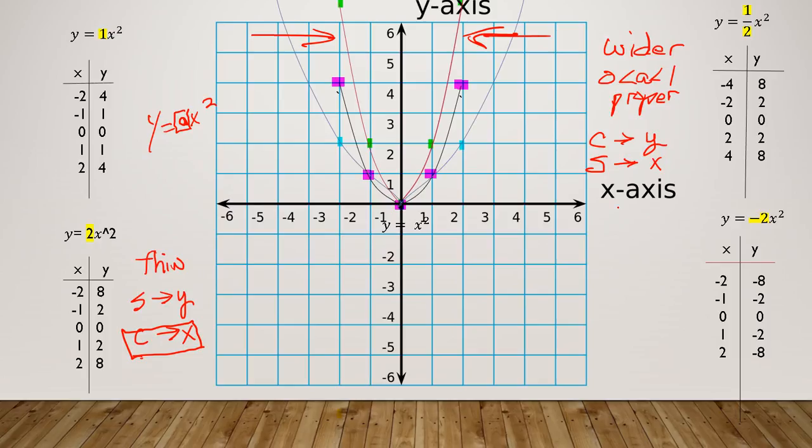But what if you were to have a negative in front of a, meaning a is less than 0, meaning a negative? So go ahead and put a negative there so you know what that means. If a is negative, that means it's going to be doing the opposite. So there's your points.